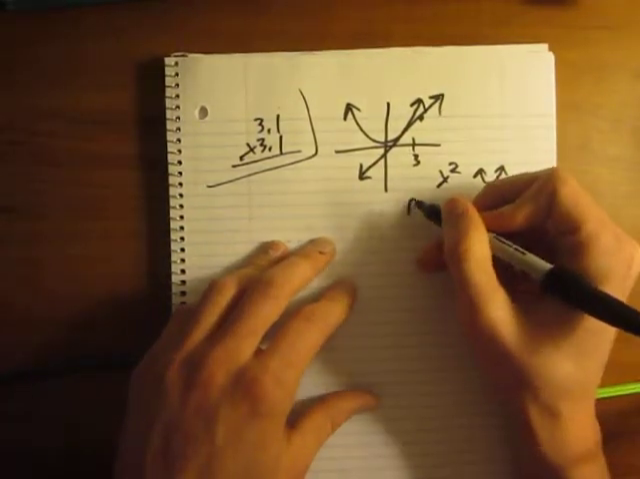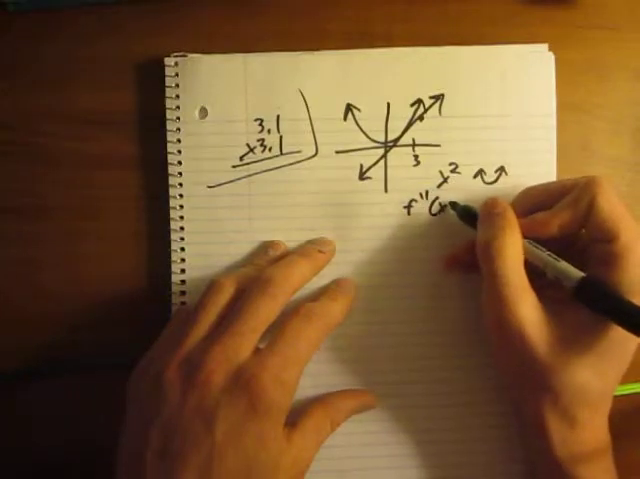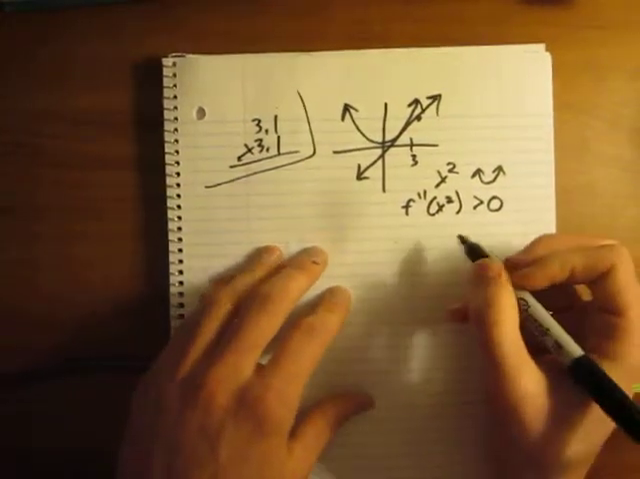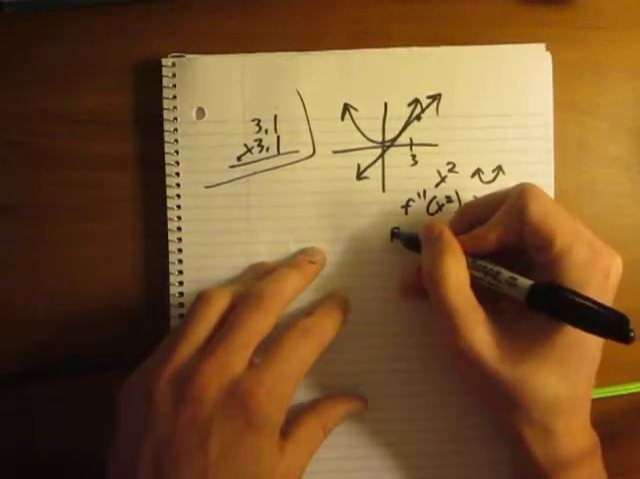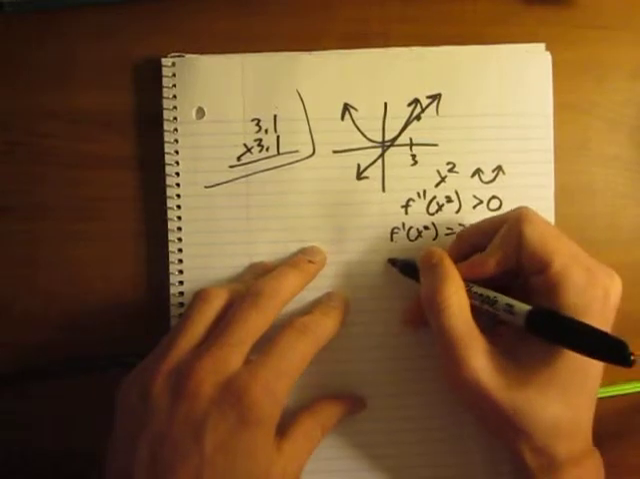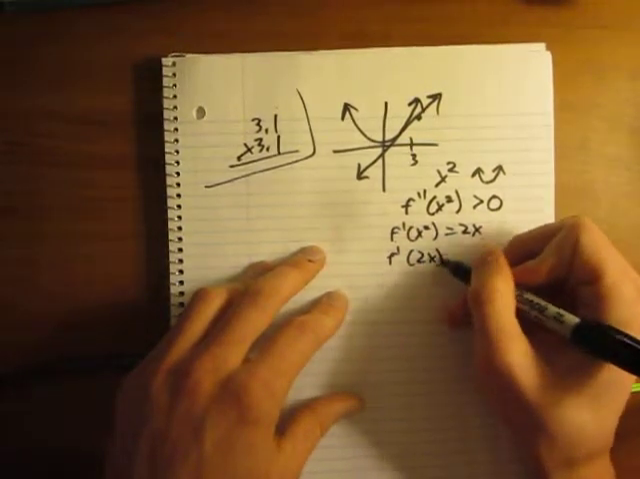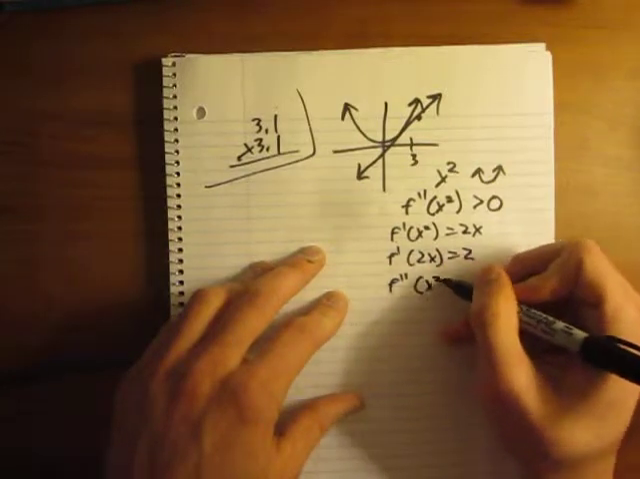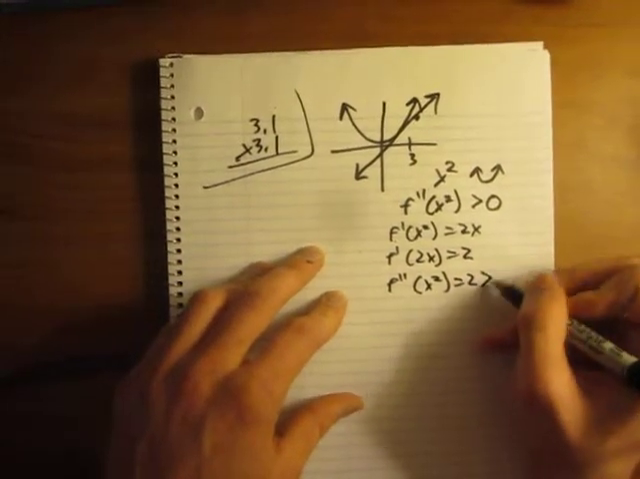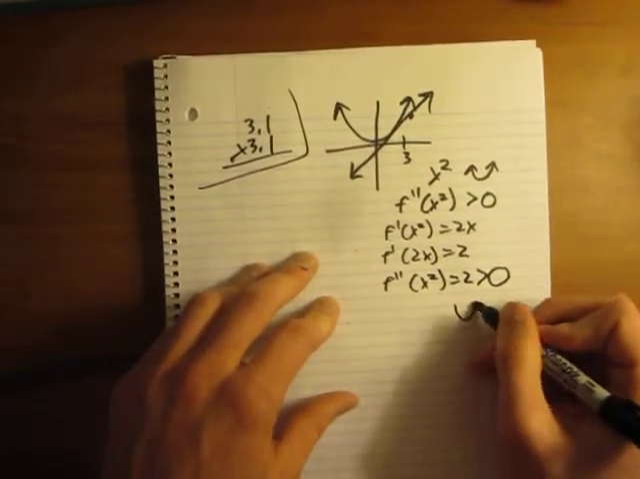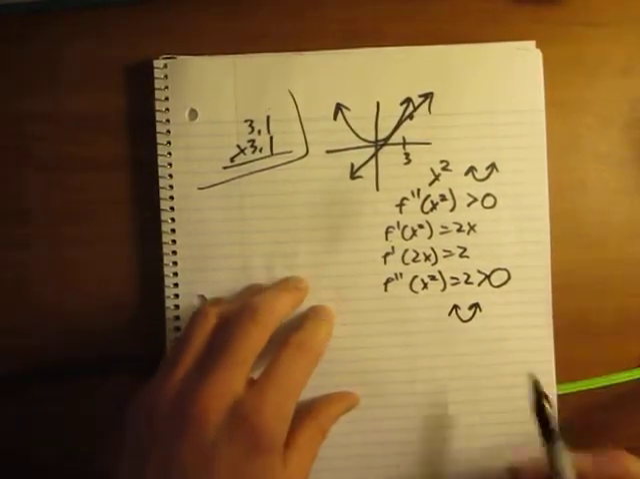That means that the second derivative of x squared is greater than 0. We can find that because the first derivative of x squared is 2x, and the derivative of 2x is 2, so the second derivative of x squared is 2, which is greater than 0. Therefore, we're dealing with something that is concave up.